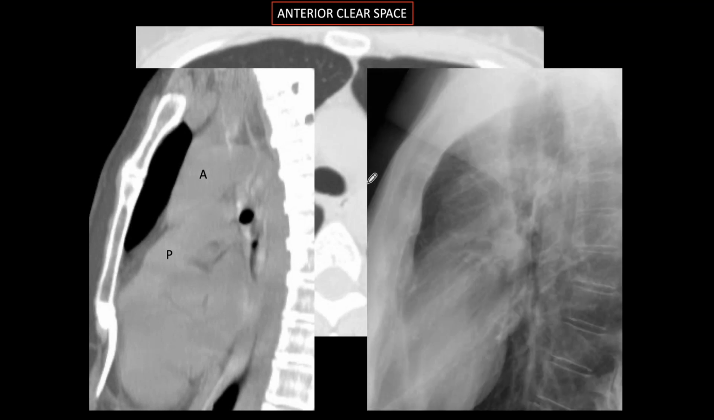The same thing we can see, a little bit less well defined of course, in the lateral chest film. Sternum, aorta, pulmonary artery, and anterior chest wall. In this case it is very small, but it can be much bigger depending on the body habitus. Let's see a few examples.